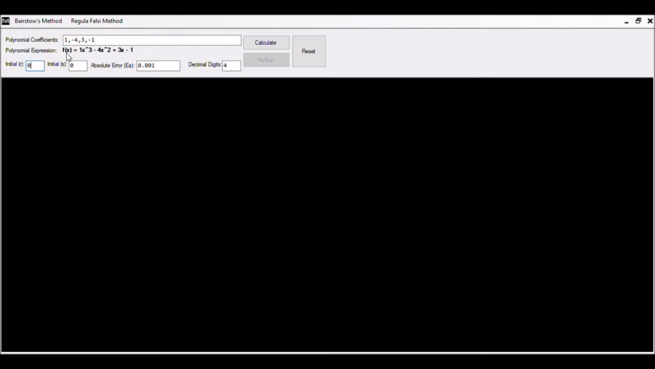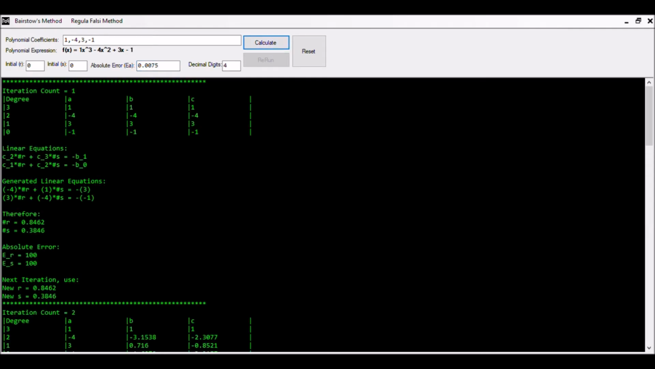expression. Now we have to assign the initial value of r, which is 0, and the initial value of s, which is also 0, and then here we put the absolute error 0.0075, as mentioned in my previous demonstration. We put decimal digits of 4, and after putting in all the values we click calculate.